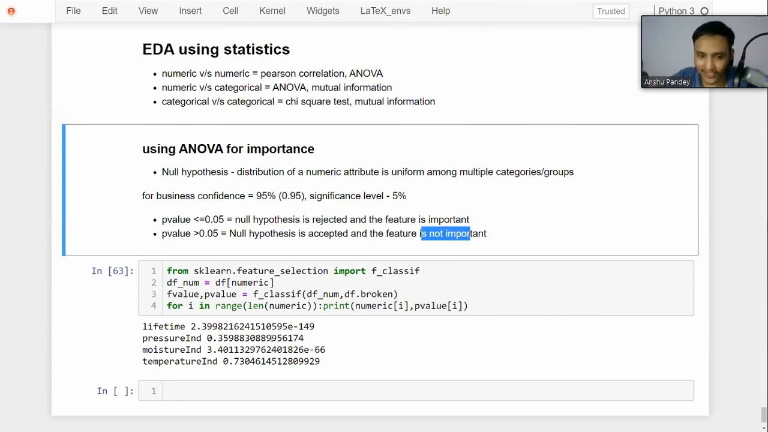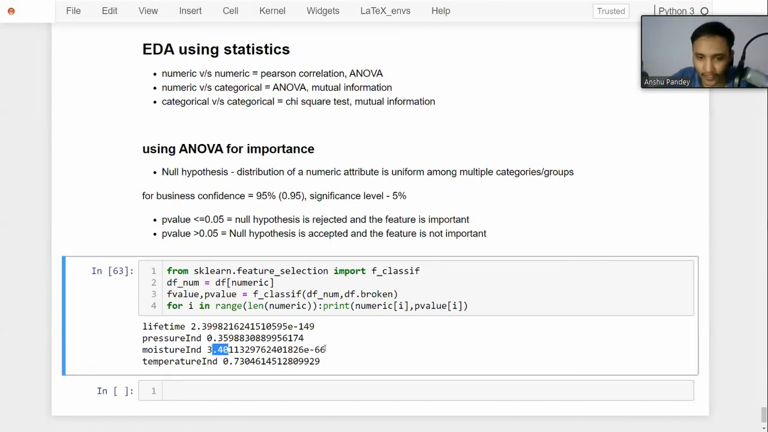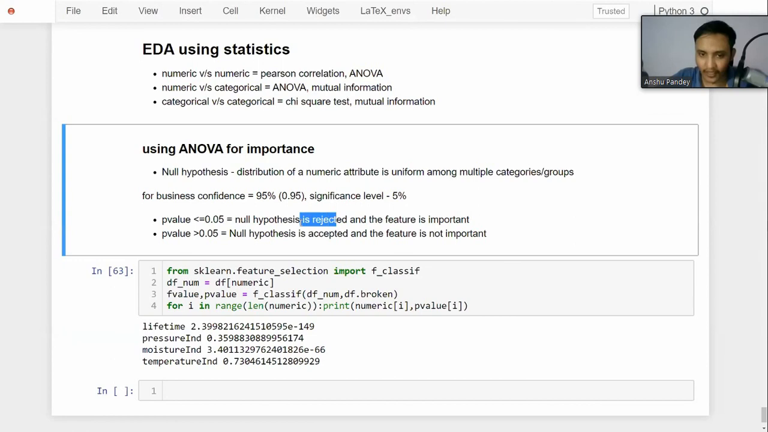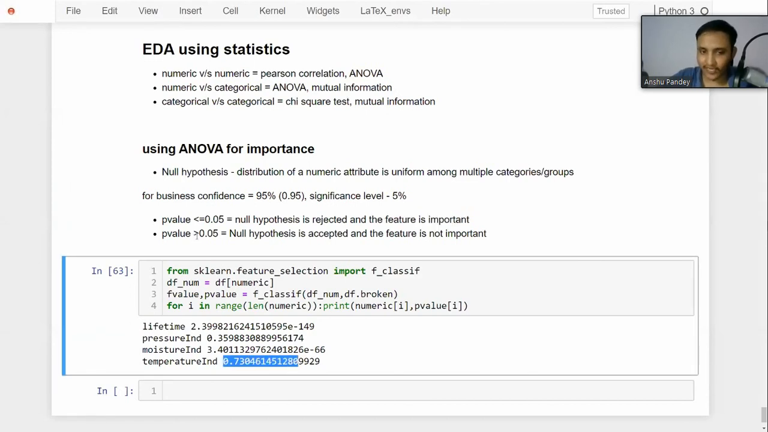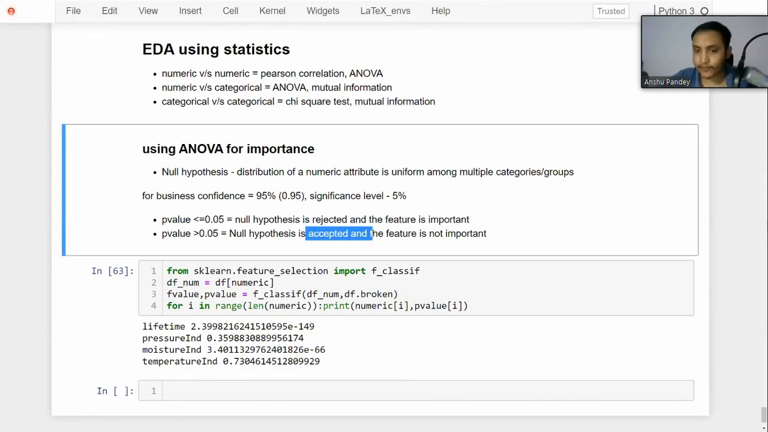We also saw that in bivariate analysis with data visualization. Moisture is 3.4 into E minus 66. E minus 66 means 10 to the power minus 66, so that is lesser than 0.05. So the null hypothesis is rejected and the feature is important. Temperature is 0.73, right? So it is higher than 0.05. Null hypothesis is accepted and the feature is not important. So the same analysis which we have seen earlier with the graphical visualization, we can also see with statistics as well, right? So statistics and data visualization are two different ways to do EDA.